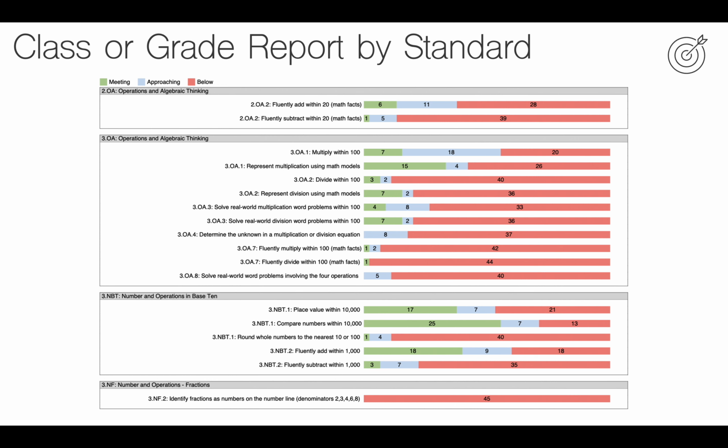I think seeing the data by standard is very helpful in terms of seeing very clearly where there are areas of need to dig into. This is an example of a fourth grade report by standard at the beginning of the year. So this report is just showing us the data from the benchmark, the B1 beginning of year baseline benchmark data.